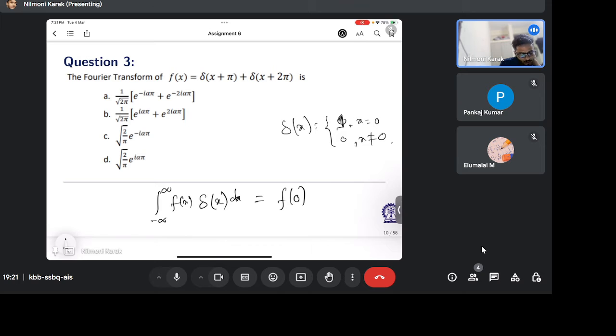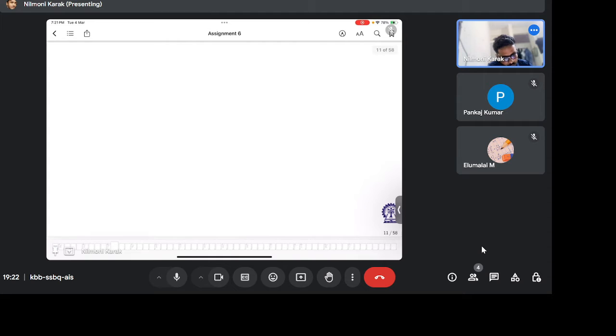So at the 0 point, if you integrate this, you will have some quantity. Otherwise, it is 0 everywhere. I hope you have seen this formula, and you know what the Dirac delta function is. So this formula we will use. So f(x) is what? f(x) is delta(x plus pi) plus delta(x plus 2 pi).